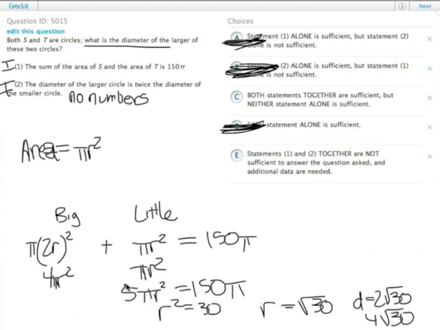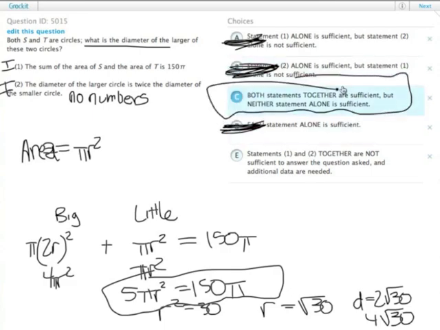As soon as we got to this point probably, that's where we should have stopped and said, hey, we have enough information, let's move on. So the two statements in conjunction are sufficient. Answer choice C.